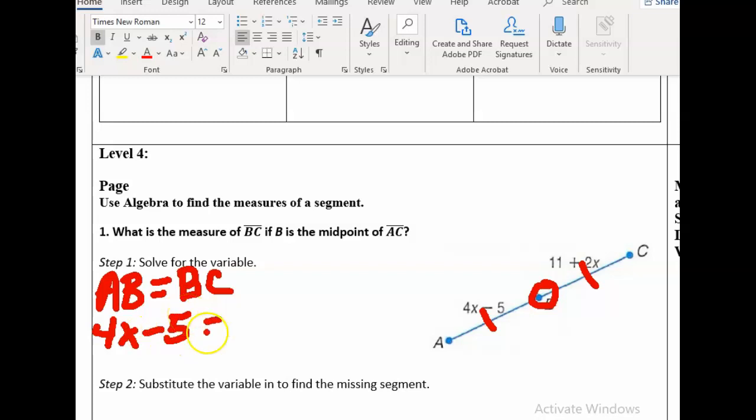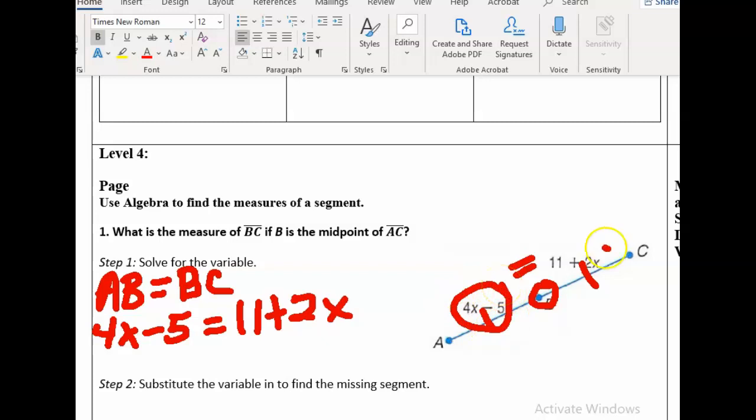Bring down our equal sign. BC is 11 plus 2x. Okay? Alright. Anytime you have a midpoint, you could just go ahead and put the equal sign above the midpoint. And you know that the left side is equal to the right side because it divides it into two equal parts. See how easy that is?